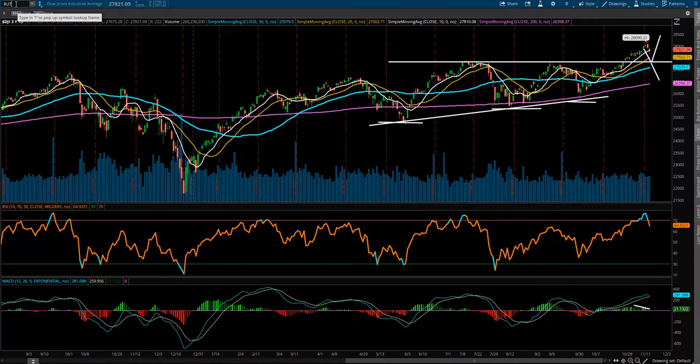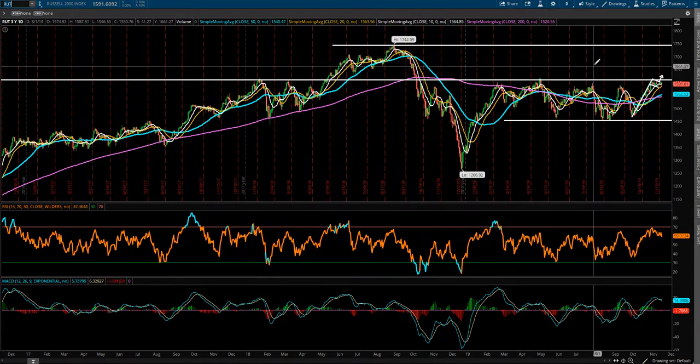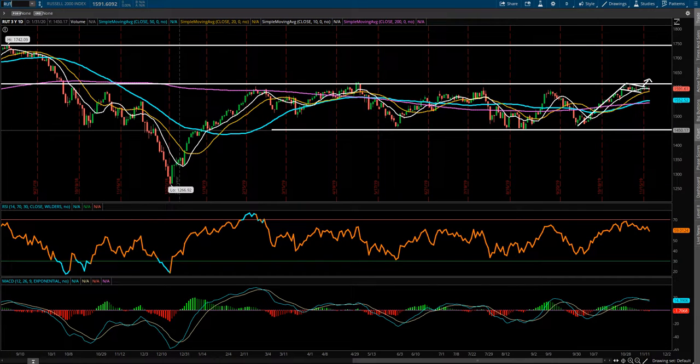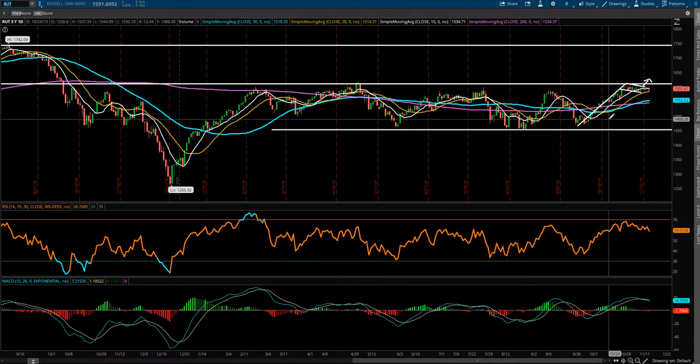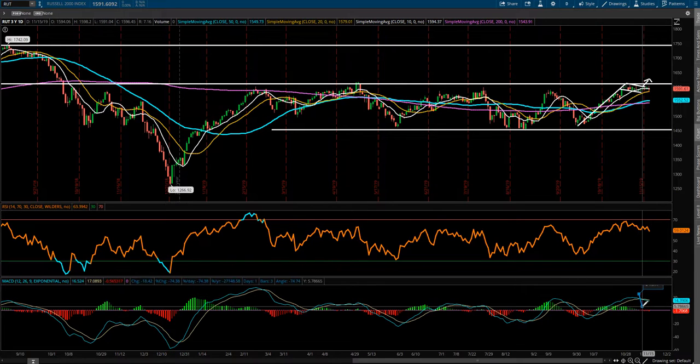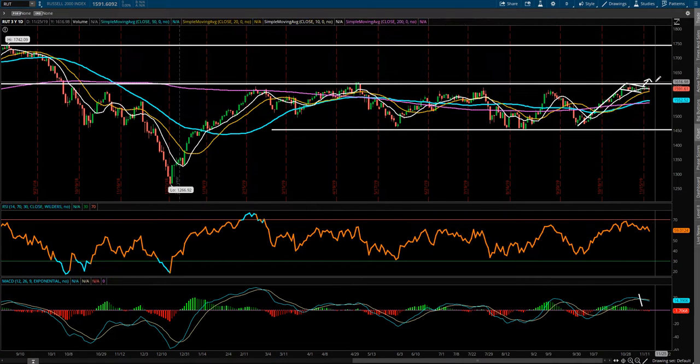Of course, the different one is the Russell. So when we take a look at the Russell, we are at that 10-day moving average. The 10 is above the 20, which is above the 50, which is above the 200. That finally happened here over the last week or so, where we have all of the moving averages lined up for the first time in a while. However, the histogram and the MACD have flipped negative as of a week or so ago.